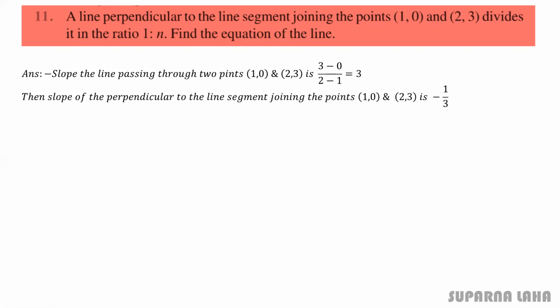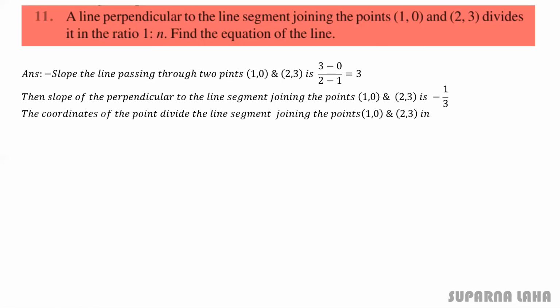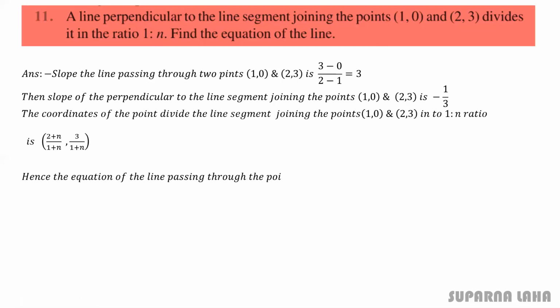Now it's passing through a point which divides this line, whose slope is 3, in the 1:n ratio. So any point dividing the line segment joining these two points in the 1:n ratio, you can easily find its coordinates. Apply the section formula and find the coordinates: ((2 plus n) by (1 plus n), 3 by (1 plus n)). So the line is passing through this point and the slope is -1/3, so you can easily find the equation using the one-point and slope form.